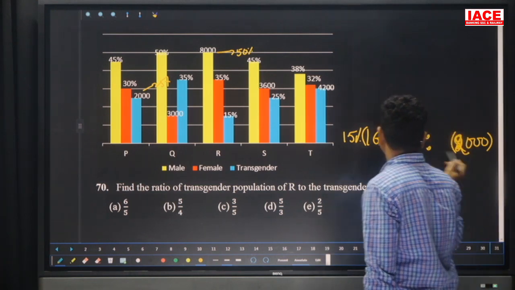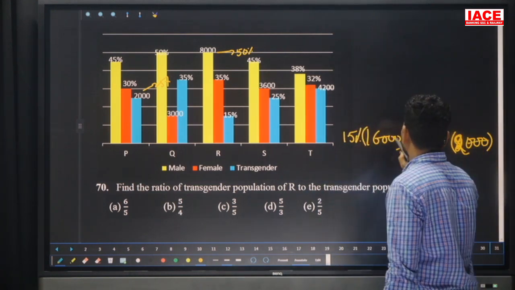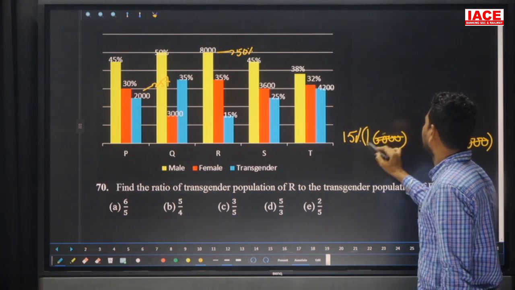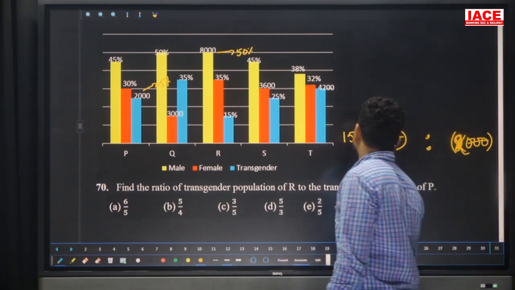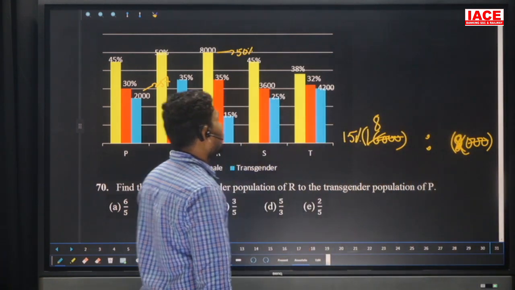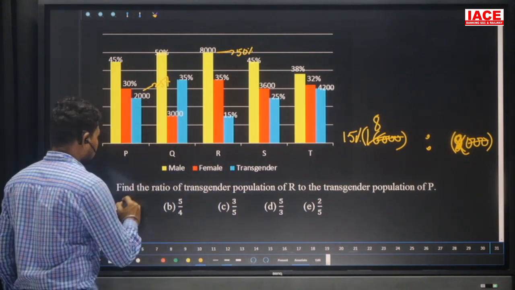Then they are given 2,000. 2,000 we should calculate. Here the 000 cancel, and 2 2s are 4, 15 8s are 120. 120 by 100 we can write as 6 by 5. Our option is what? A.